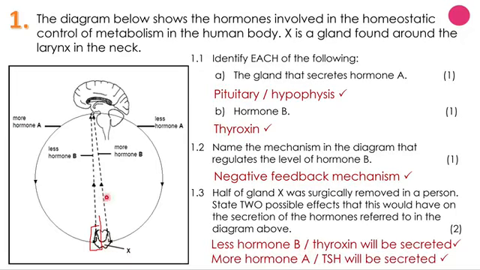Either way you look at it, if there's less of that gland, it is going to secrete less. So in return, to enable this negative feedback, there'll have to be more of A to be able to sort of help the process of there being less of B.